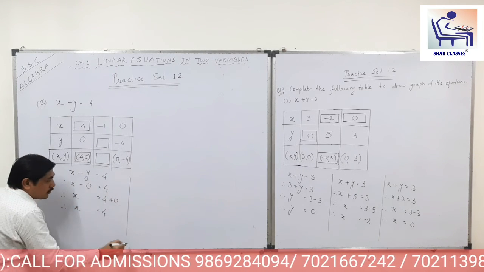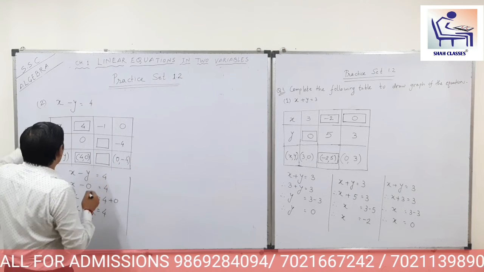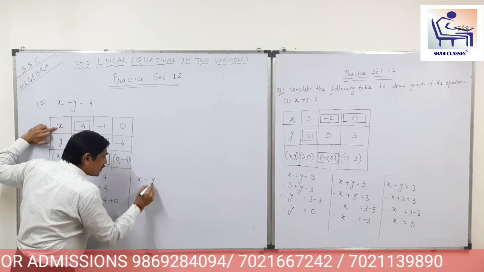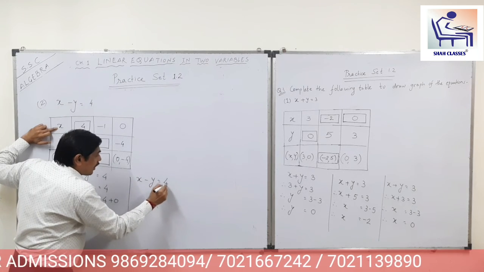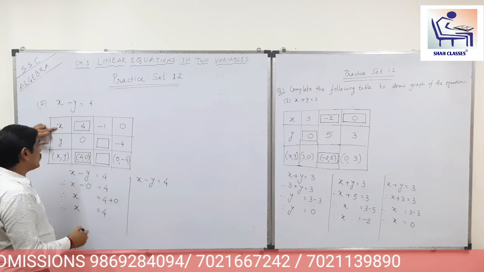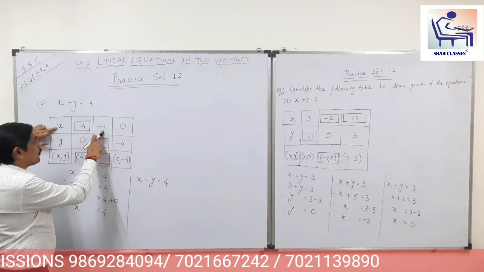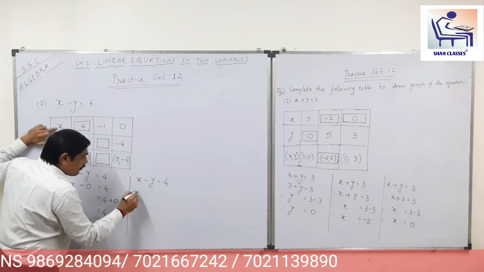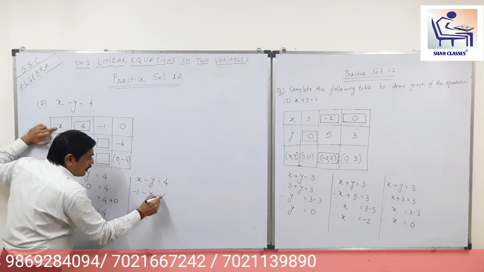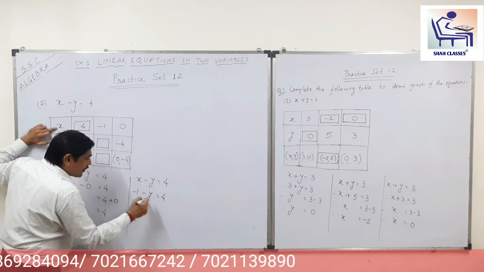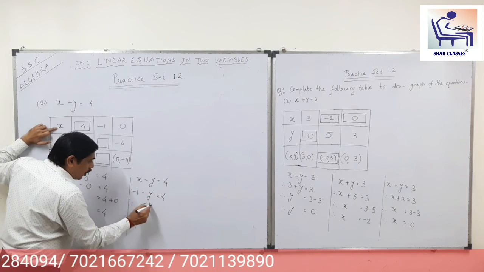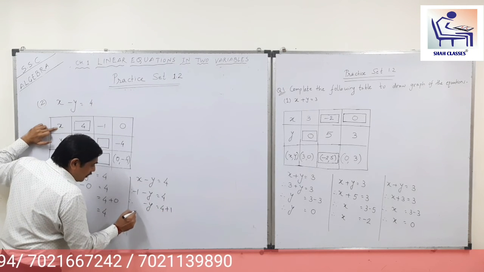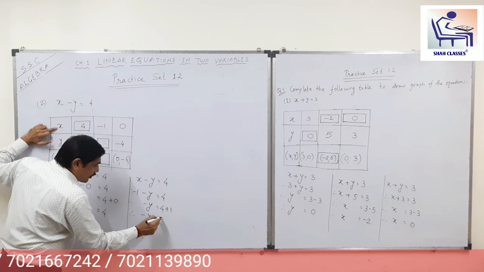Okay. Now for the second, here we are getting the coordinate x. So once again we will go for this equation, x minus y is equal to 4. Same equation, but now we are going to put the value of x. So what is the value of x? x is minus 1. So minus 1 minus y is equal to 4. So in short, minus y is equal to 4 plus 1. So minus y is equal to 5.